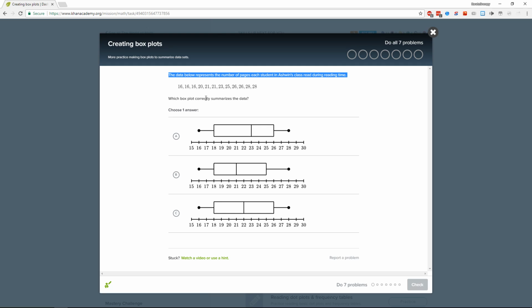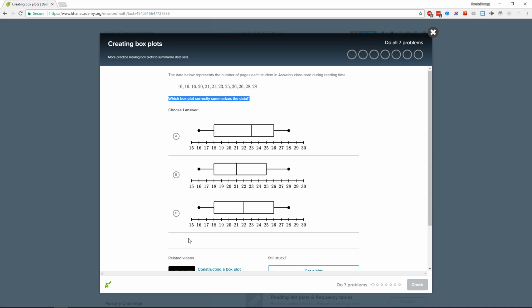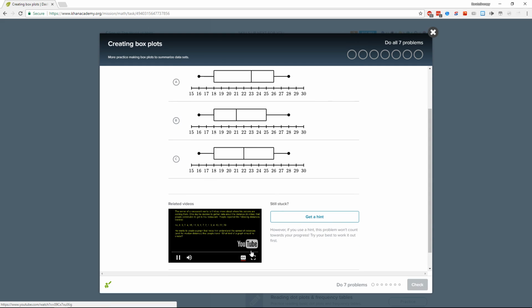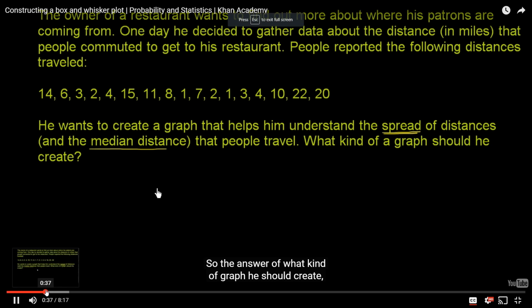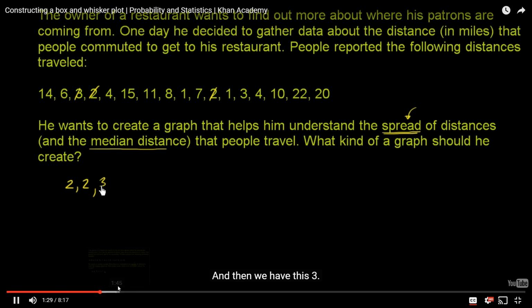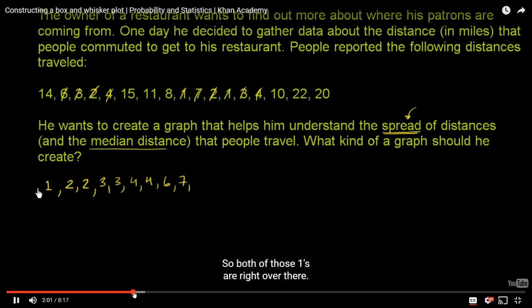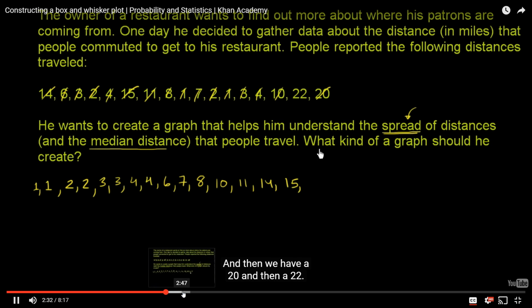Number of pages each student read. Which plot correctly summarizes the data? I have no idea about box plots. The owner of a restaurant wants to find out more about the meals. So he's sorting.